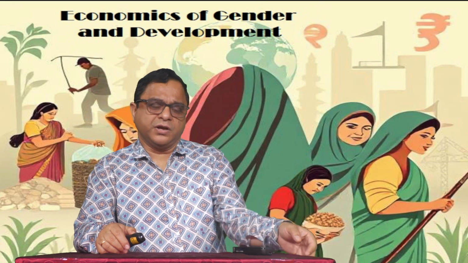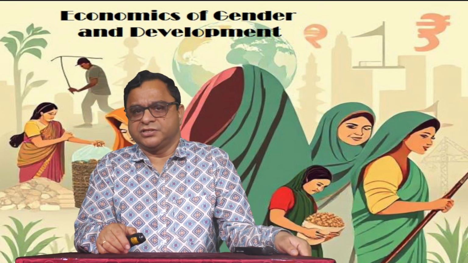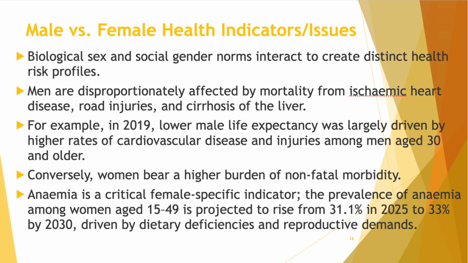Now, when we want to make a comparison between male versus female health indicators or issues, we notice that biological sex and social gender norms interact to create distinct health risk profiles. Men are disproportionately affected by mortality from ischemic heart diseases, road injuries, and cirrhosis of the liver. For example, in 2019, lower male life expectancy was largely driven by higher rates of cardiovascular diseases and injuries among men aged 30 and above.